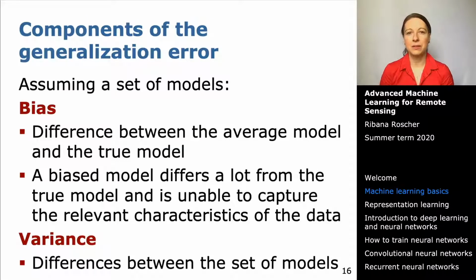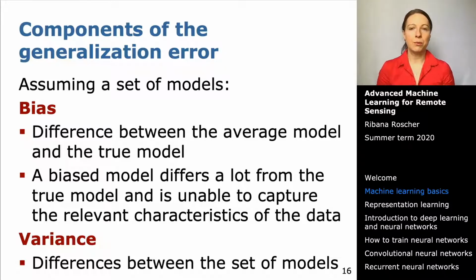So when we have a closer look at the test error, also known as generalization error, you can detect two components. Assume you have a set of different models. For example, if you take a subset from your whole data set, and for each of these subsets you learn a model. This will give you a set of models for the whole data set.